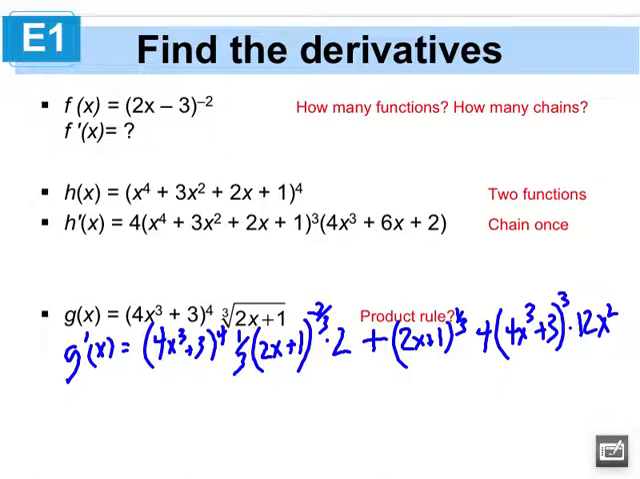I know I'm belaboring this point, but it's important. This is an example of where you want to be careful with the number of chains, because imagine if you continue with this now. You would then get 24x, then you'd get 24, then you'd get 0, the whole thing equals 0, you screw it up. Okay, so again, 2 functions, one chain.